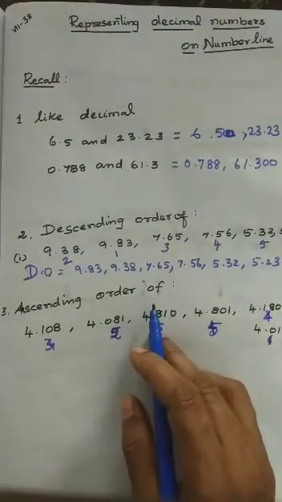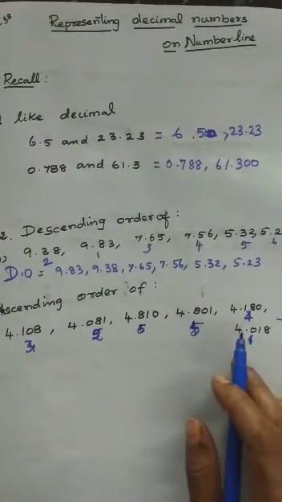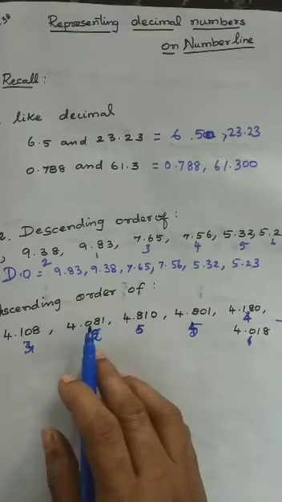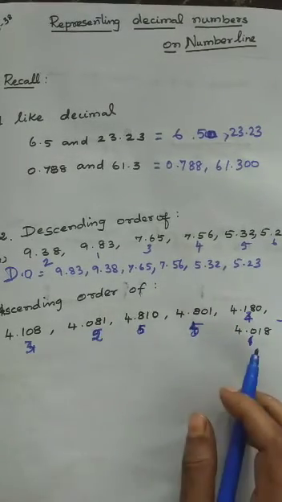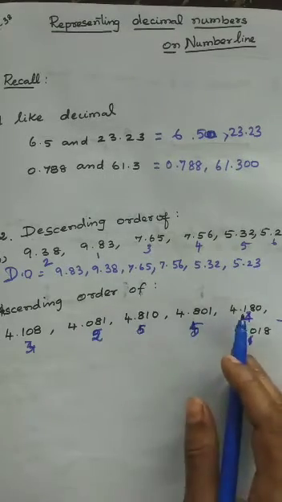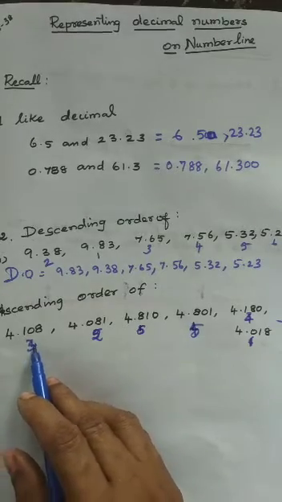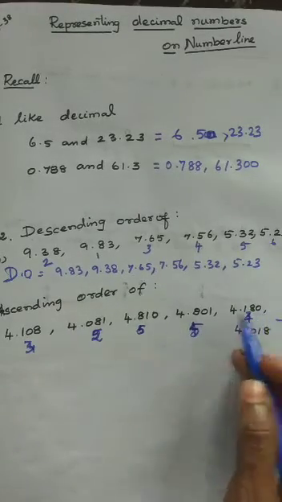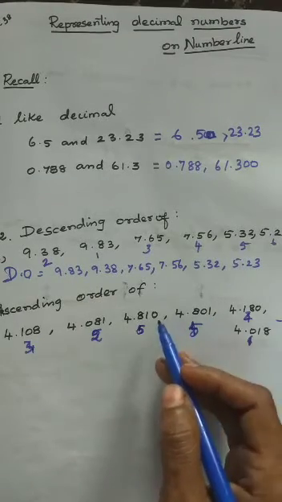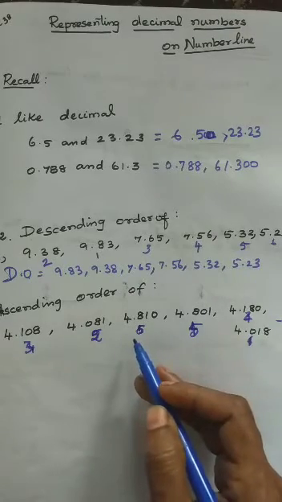So in the order, this is the first one, 4.018. Here 81, so this is the second one, 081. Then 108 is the third one, and 180 is the fourth one. Then 801, and here 810, so these are the fifth one and the sixth one.